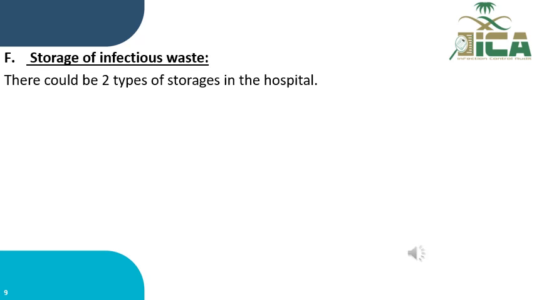In the same document or policy, we have to have a specific part related to the storage of this infectious waste. So we have two types of storage in the hospital, and according to the type, the time period required for storing this infectious waste. So this type is supposed to be the temporary storage and central storage, and should be clearly documented and stated in the same policy.